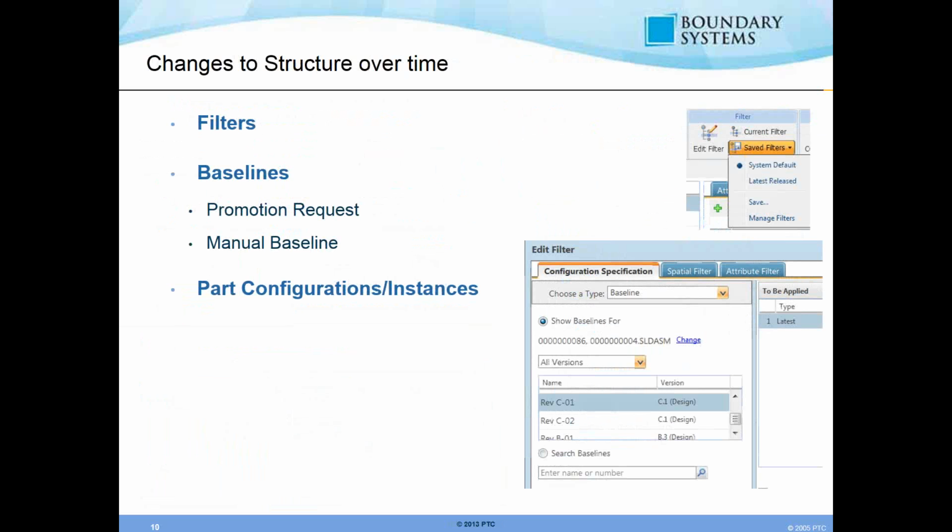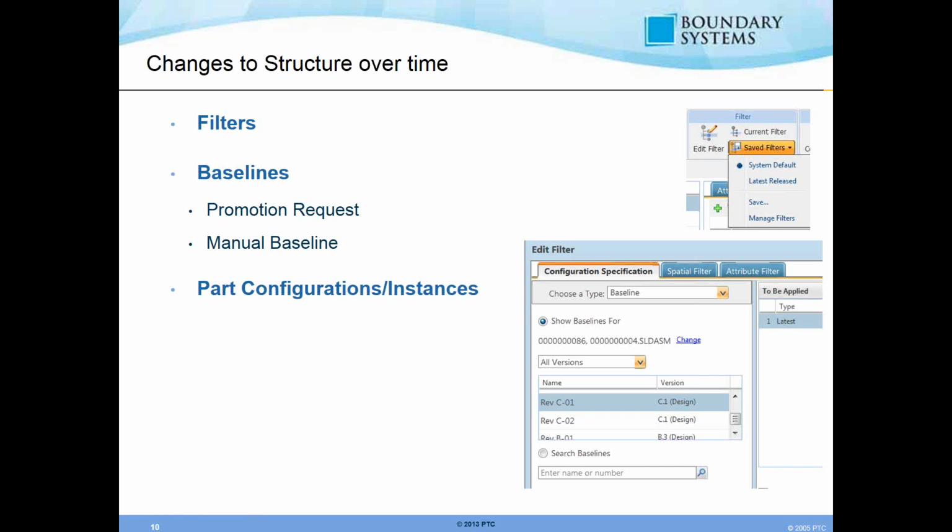And one of the most common ways that we want to manage the structure of those parts is to manage how that structure changes over time. And we can do that with filters. So you can see on the right here, I have an image of just some standard saved filters. So I can use my system default filter for my bill of materials, or I can use a latest released filter. And down below, you can see where I'm editing to create a new filter. And so that allows me to go in and tell it, I want to see this bill of materials or this product structure based on certain criteria that I'm going to go in and enter.